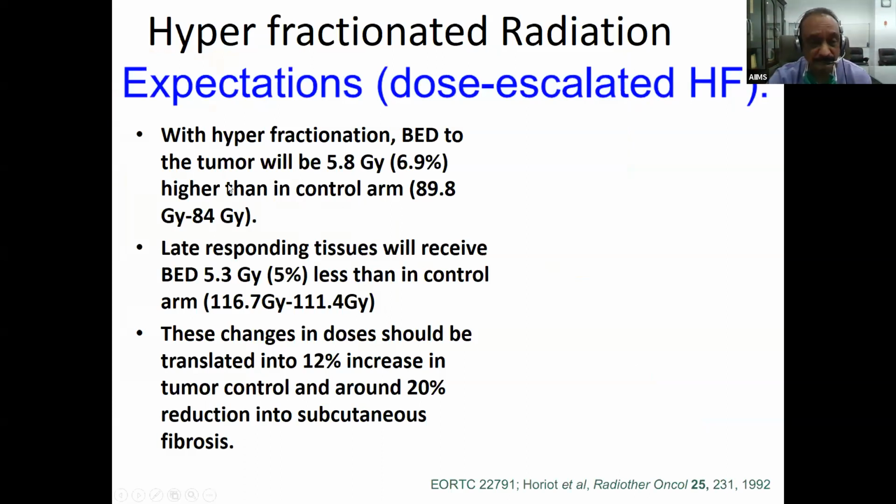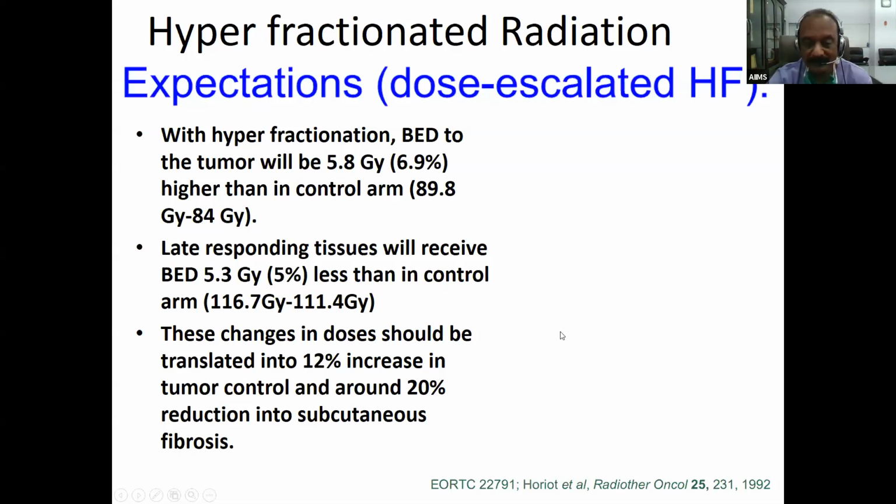But before that, let me tell you that with hyperfractionation BED, we are delivering around 7% higher BED to the experimental arm than the control arm. Similarly, for late responding tissue, we are delivering 5% less in the hyperfractionated arm. Now, these changes in dose should translate into a 12% increase in tumor control and around 20% reduction in late effect, that is subcutaneous fibrosis. This is what I predicted from the linear quadratic model. And where did I get these figures, 12% and 20%? From the biological model.